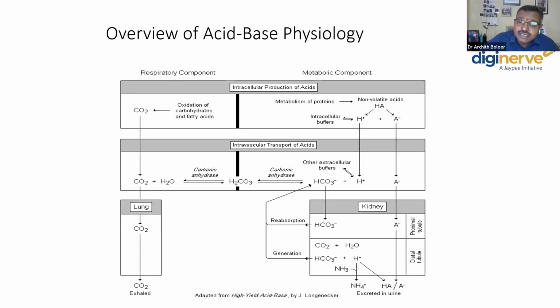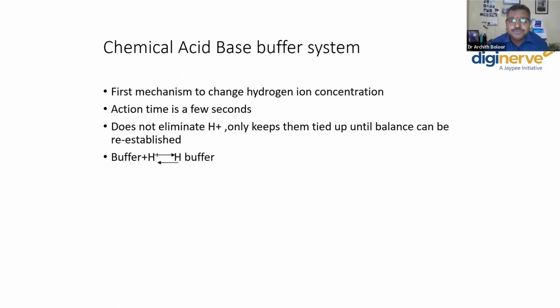If you look at the metabolic component, you have the intracellular buffers, the H plus ion, and the various other cations which are handled by the kidney. Majority of them are excreted in exchange for sodium or potassium, or sometimes there is a co-transporter with bicarbonate or chloride. That's how both the metabolic and respiratory components are continuously working to maintain homeostasis.